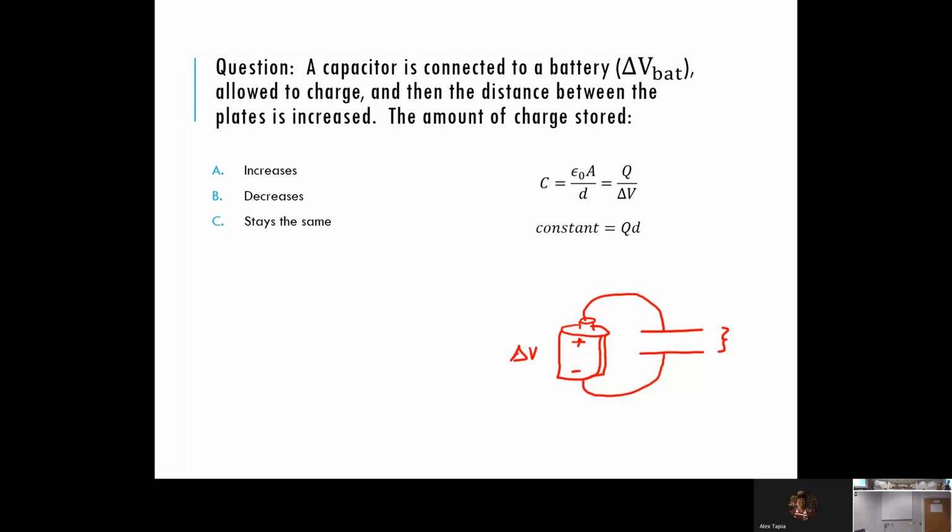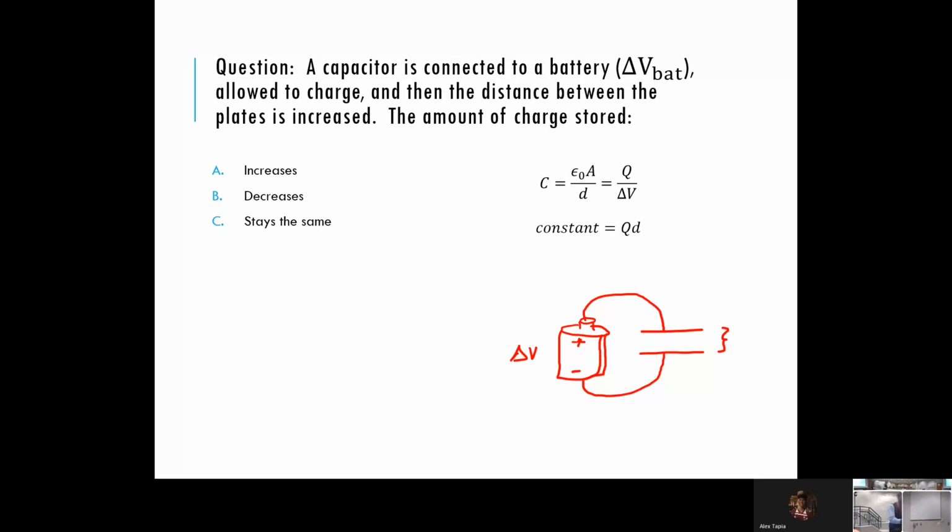And then hopefully you see now, if I increase D, if I make D larger, if I separate the plates more, what has to happen to the charge on the plates? It decreases, right? Inversely proportional. As D increases, the charge has to move off of the capacitor plates. Of course, if I go the other way, if I make D smaller, what happens? It increases. Charge has to dump back onto the plate.